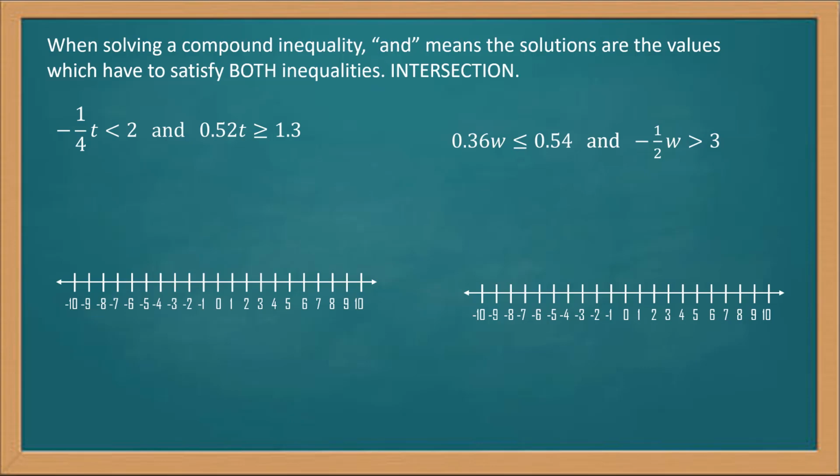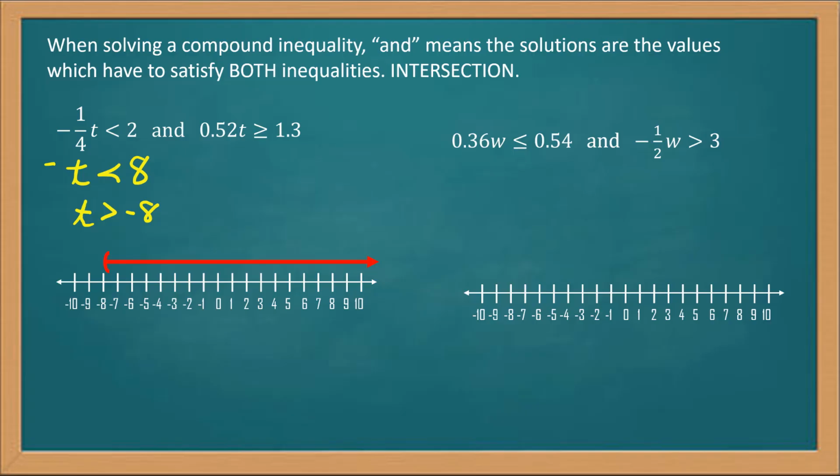So -1/4 t is less than 2. So you want to isolate t. So you would multiply both sides by 4, and you would have -t is less than 8. And then you want to multiply by -1 and switch the sign. So you'd have t is greater than -8. And if we wanted to graph that on the number line, we would just put a parenthesis on -8, and then it would go up.